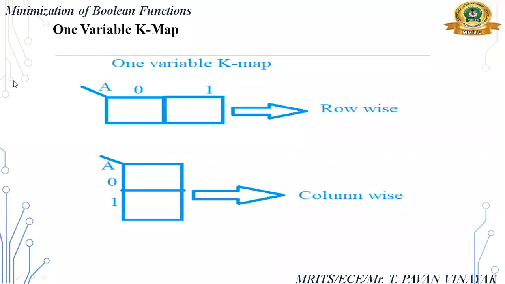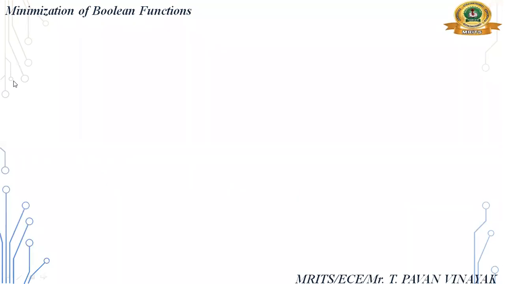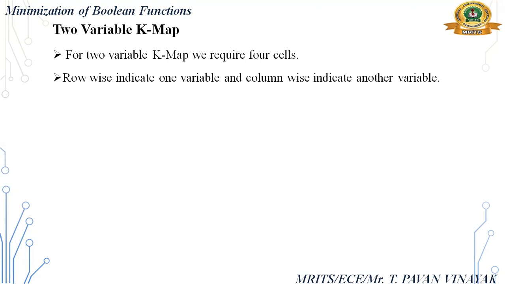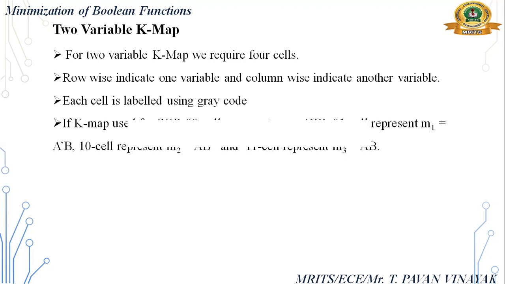Next, two variable K-map. Two variable K-map means we get how many combinations? 4 combinations. Right? Means how many cells we require? 4 cells. Okay. So row wise indicate one variable, column wise indicate another variable. Each row or column is labeled using gray code.